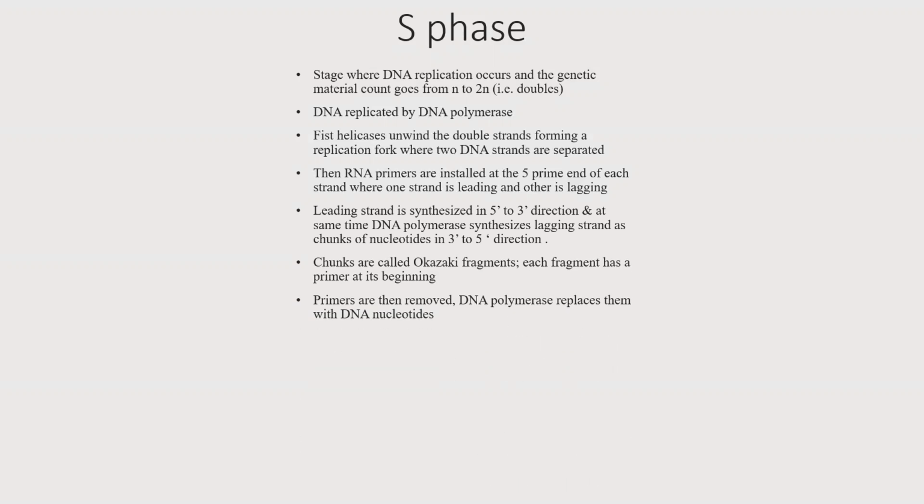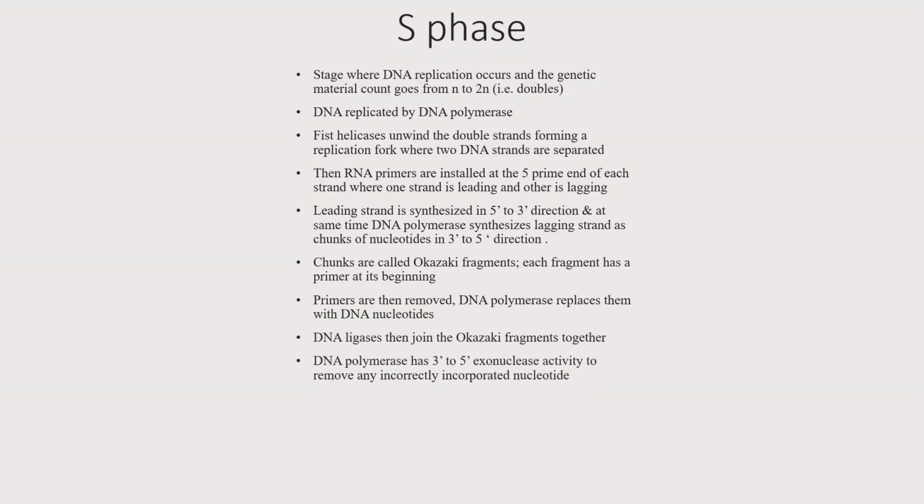After the Okazaki fragments have been synthesized and the leading and lagging strands are done, the primers are removed and replaced by normal DNA nucleotides, and DNA polymerase does that. Then we have the DNA ligases, which stitch any breaks between the Okazaki fragments especially. It does so by forming phosphodiester bonds.